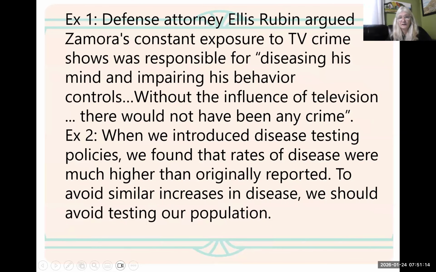Here's an example of a non causa pro causa. Defense attorney Ellis Rubin argued Zamora's constant exposure to TV crime shows was responsible for disease in his mind and impairing his behavior controls. Without the influence of television, there would not have been any crime. Next, when we introduced disease testing policies, we found that the rates of disease were much higher than originally reported. To avoid similar increases in disease, we should avoid testing our population.